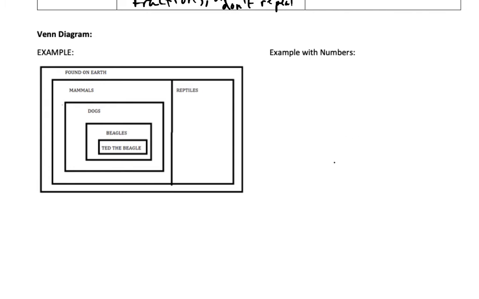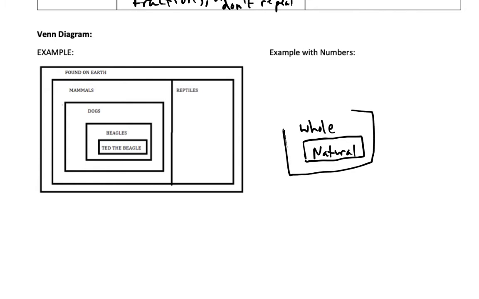We can do the same thing with the numbers. At the very smallest, we have natural numbers. And then we said the next largest were the whole numbers. They were just the natural numbers and 0. What was the next largest? Well, integers were the next largest.